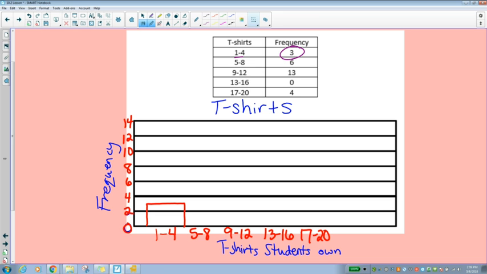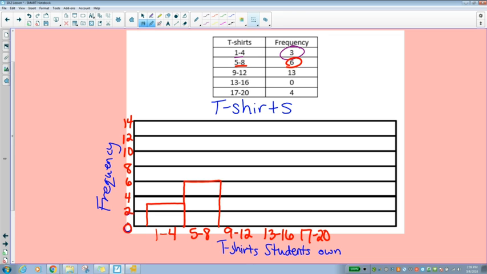Then for 5 to 8, I have a frequency of 6. So for my 5 to 8, I'm going to go right up to the line that's labeled 6. Again, I'm going to use the same bar that my 1 to 4 ended with, and I'm just going to continue it up so it goes to 6. Bring my bar over so it's halfway between 5 to 8 and 9 to 12. And then I bring my bar down. And notice the bars are approximately the same width. Again, the bars are also touching.